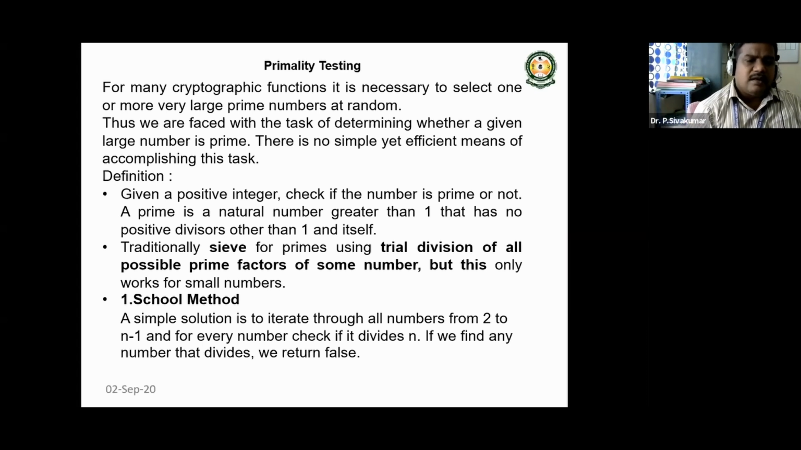One method is the normal basic method that you used in school days. A simple solution is to iterate through all the numbers from 2 to n minus 1. Suppose we take the number n, you divide it by each and every number. If only 1 and itself divide it properly, that is a prime number. If any other number divides it, it is not a prime number, it is a composite number. In that way, at school level, we can find out for smaller numbers whether it is prime or not.